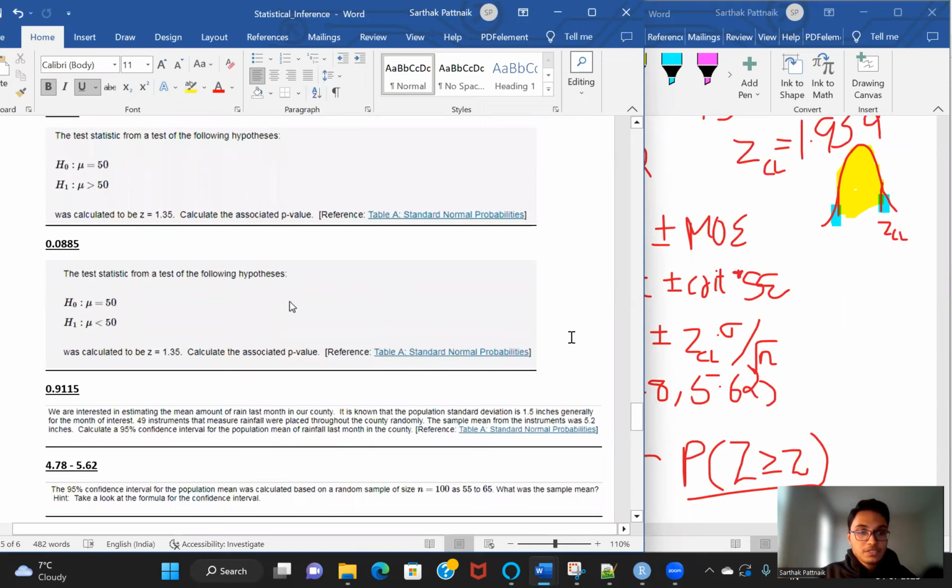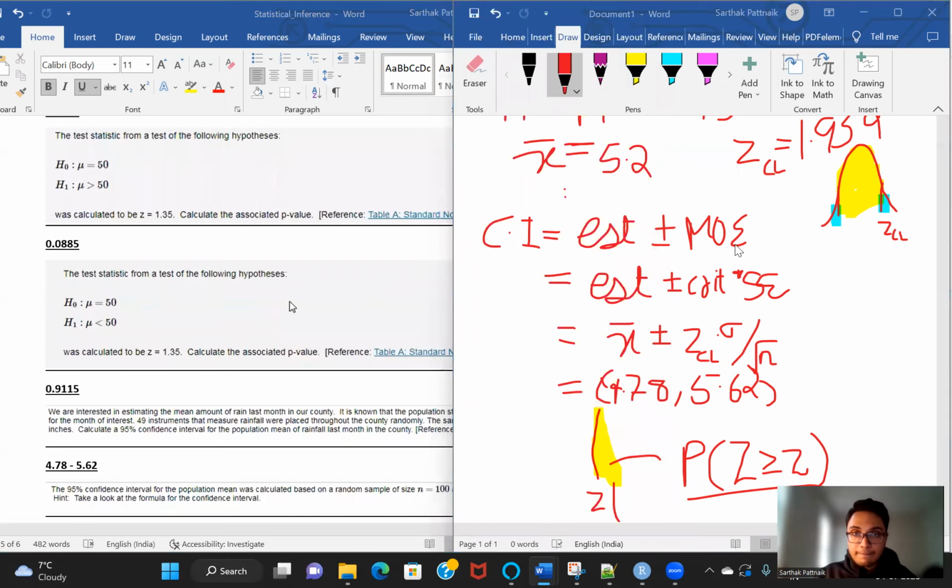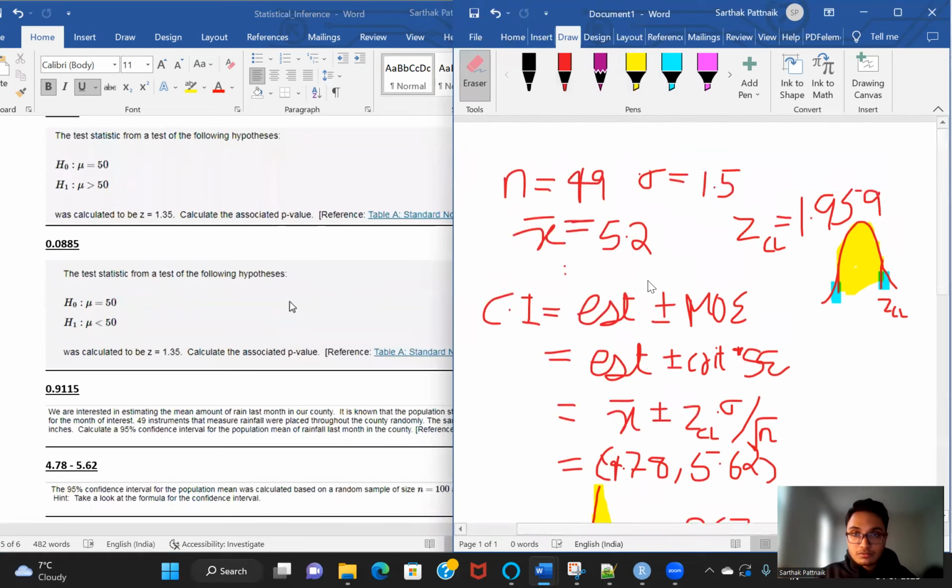The next question says the 95% confidence interval for the population mean was calculated based on a random sample of size n is equal to 100 as 55 to 65. What was the sample mean? So in this question, you have been given the sample size and you have been given the lower bound and the upper bound of the confidence interval. Let me remove the details of the previous question.